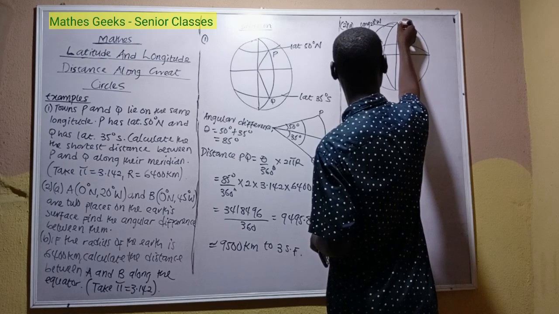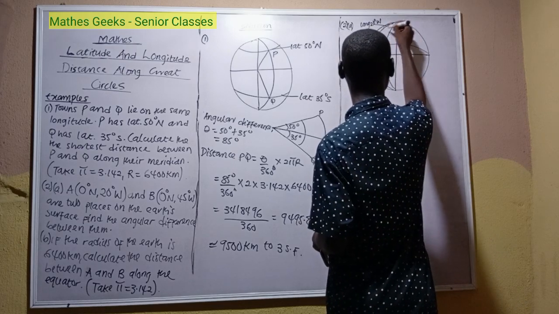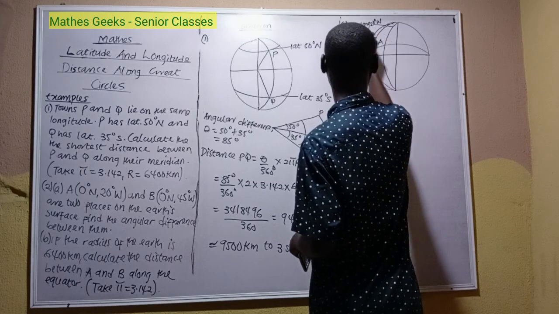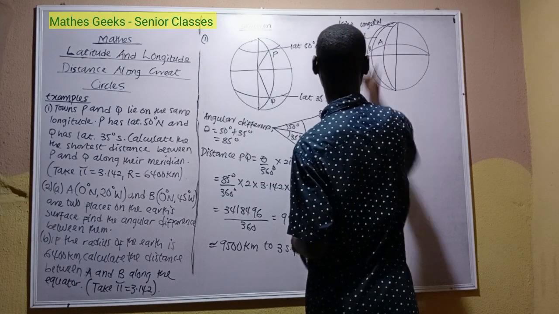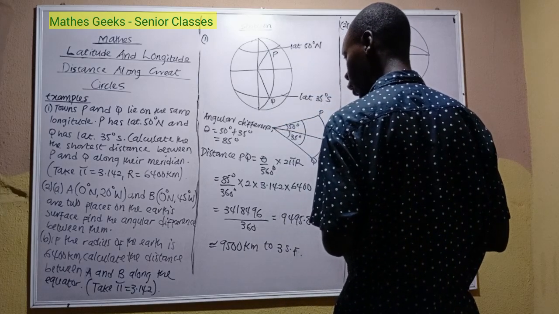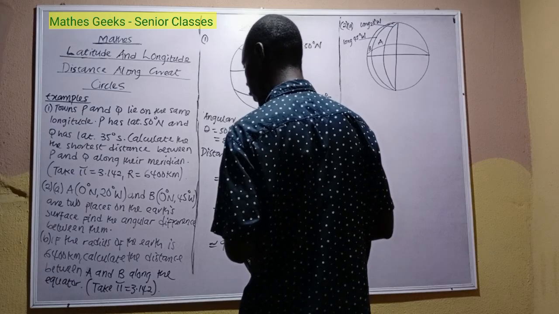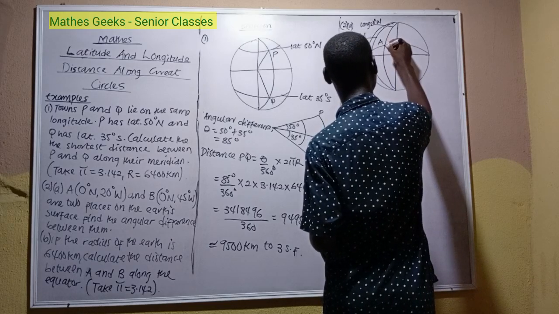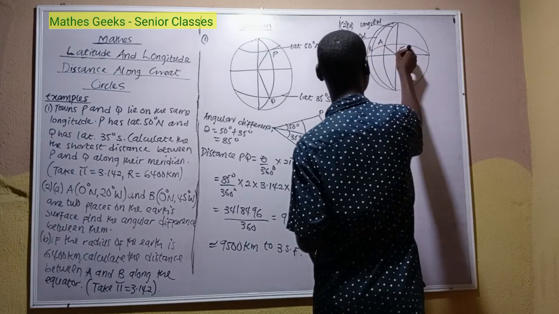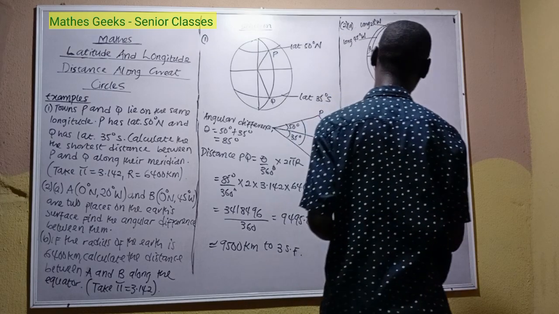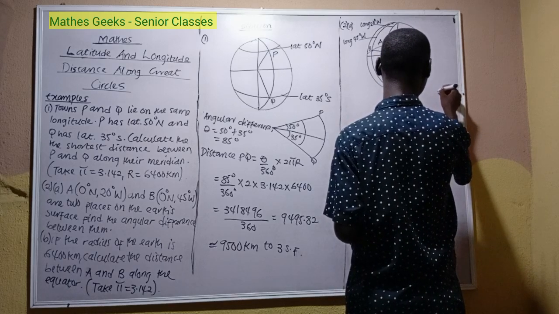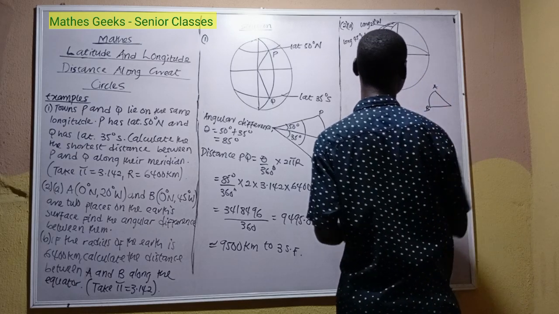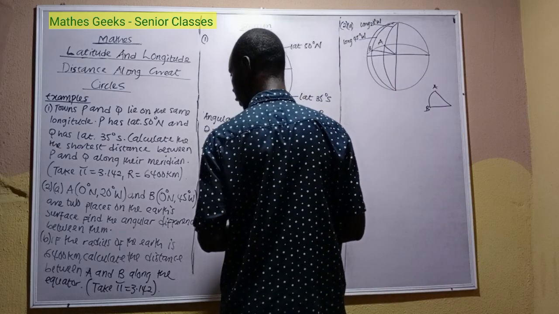Point B, longitude 45 degrees west. So there are two places on the Earth's surface, and we need to find the angular difference between them. So here we have point A, point B.